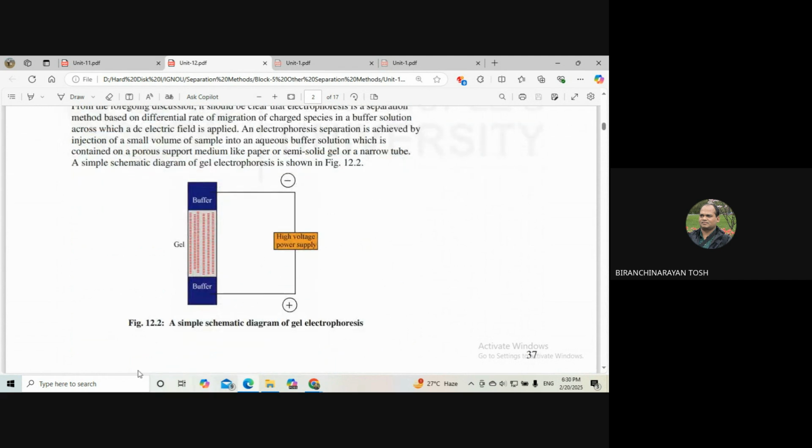So this is the simple schematic diagram of gel electrophoresis. The potential applied causes the species to migrate towards one or the other electrode. The rate of migration of a given species depends upon the charge and also the size. Thus, the separations are based on the differences in charge to size ratio of the various species.